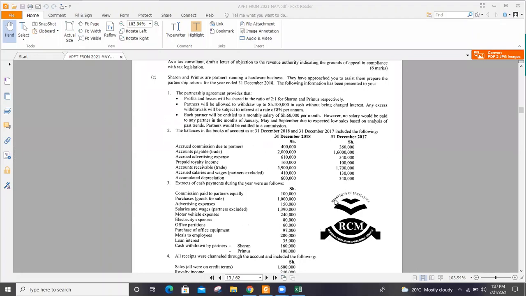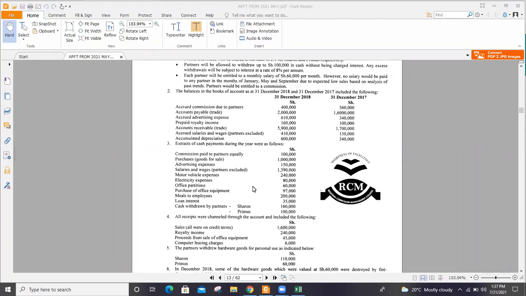So accounts payable, accrued advertising expense, prepaid royalty income, account receivables, accrued salaries and wages, partners excluded, accumulated depreciation, no problem. Then extracts of cash payments during the year were as follows: commission paid to partners equally, and purchases, goods for sale, those are the payments.